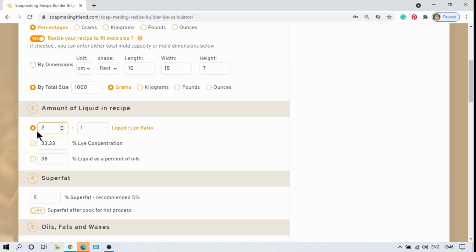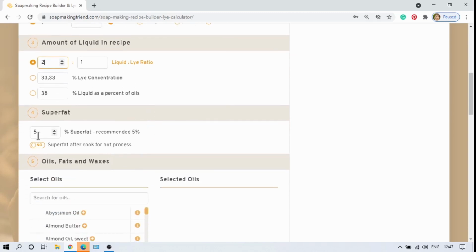So for example, if you want to use milk, if the lye were 100 grams of lye that you need to use, you can use 100 grams of milk and 100 grams of water if you like to. So this is where you play around with your liquid amount here. Then the superfat for cold process, you're going to leave it here. It's the percentage of superfat.